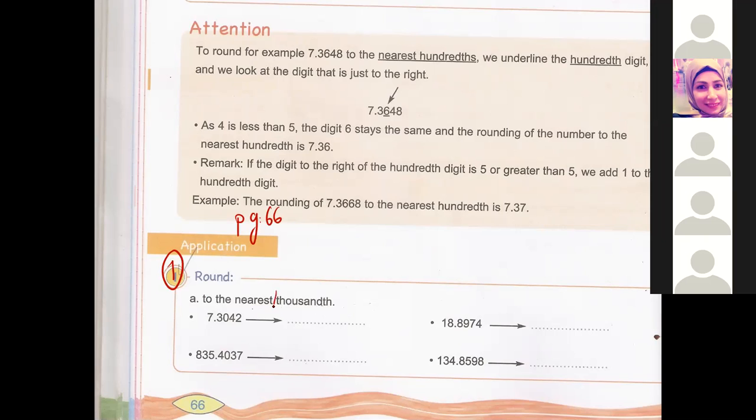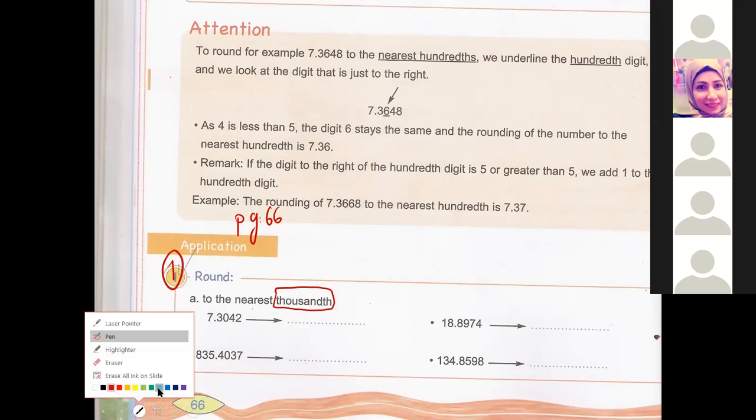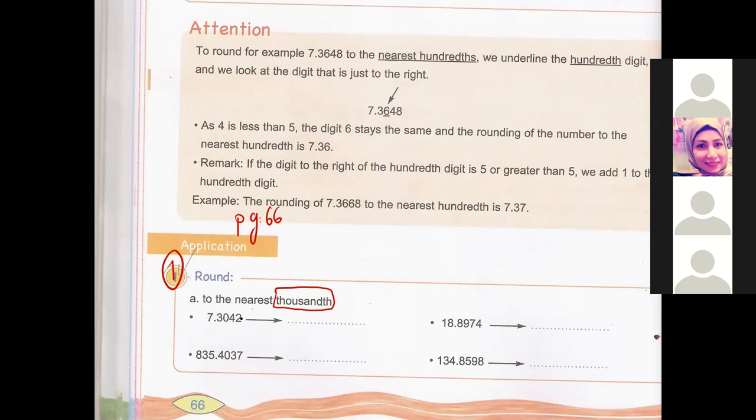Round to the nearest thousandth. Which digit is the thousandth digit, Ya Mahdi? Four. Bravo. So it's the third digit. When I say thousandth, it means the third digit in the decimal part. Tenth, hundredth, thousandth. It's four. Bravo. Then we circle which digit, Ya Mahdi?